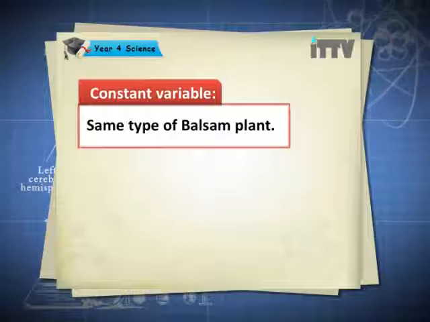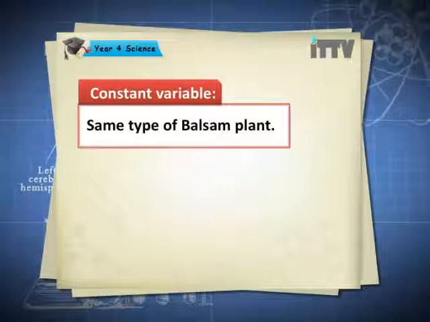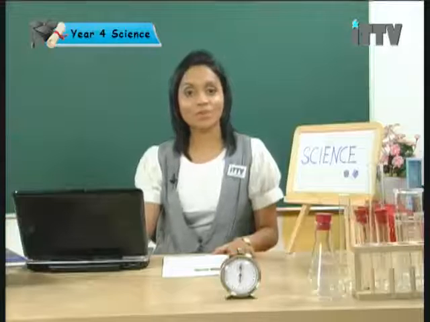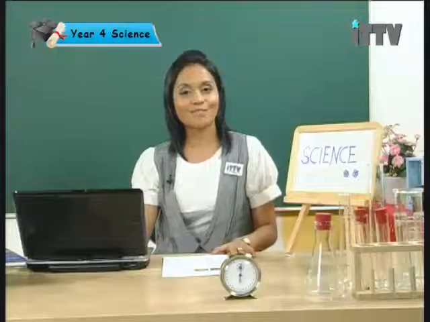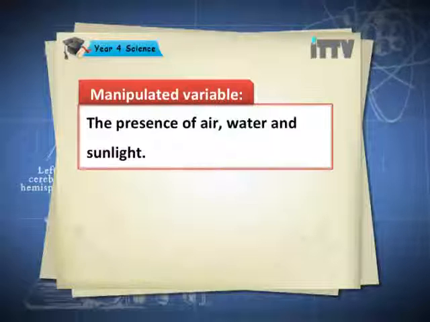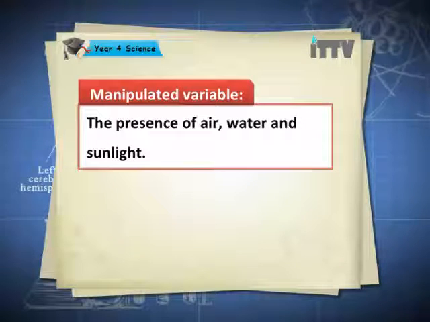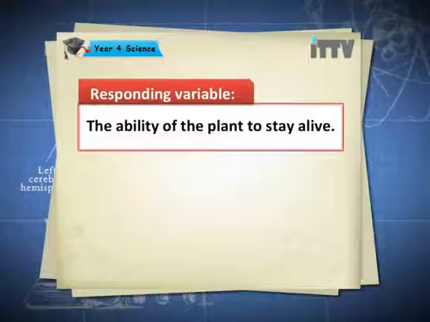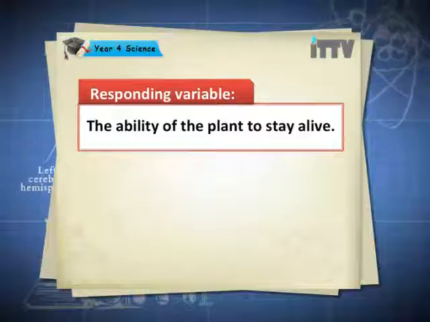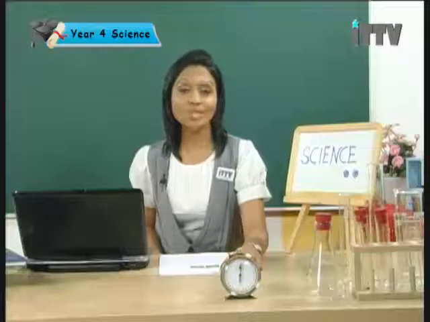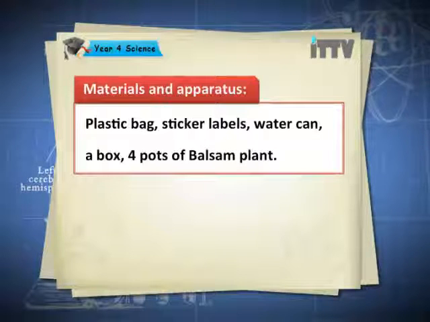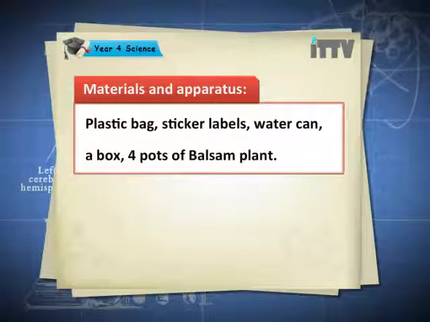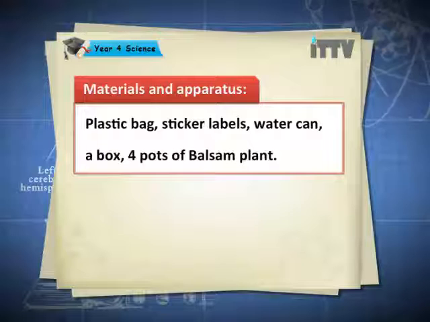What about the variables? The constant variable is we use the same type of balsam plant. Balsam plant is a kind of flowering plant which has pink flowers. What is the manipulated variable? The presence of air, water and sunlight. What about the responding variable? It's the ability of the plant to stay alive. What do we need for this experiment? We need plastic bags, sticker labels, water cans, a box, and 4 pots of balsam plants.